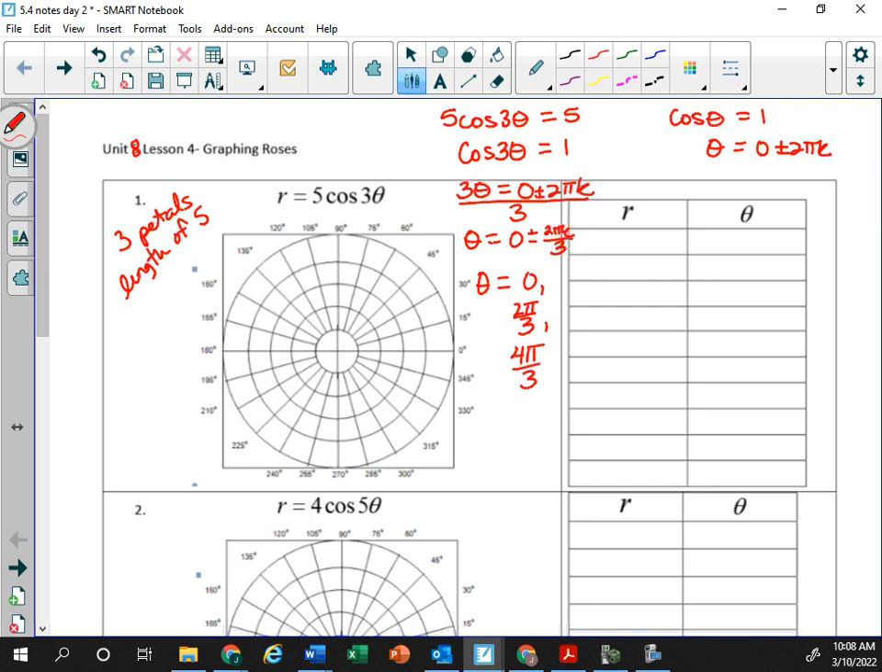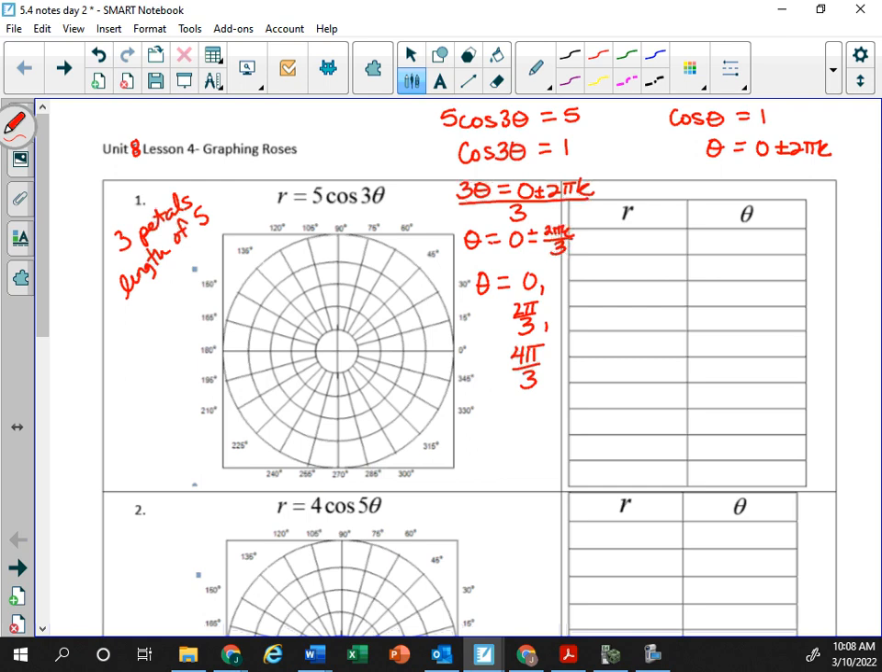Yeah, that's it. Because if I kept going, I'd get back to 2 pi and you just keep going around your circle. And it makes sense. I have one answer over here, 1 times 3, the coefficient on theta. That gives me the number of answers I should have. So hopefully that's familiar to you. So what we do with these points, the maximum length of the petal of 5 happens at 0, at 2 pi over 3, and at 4 pi over 3.